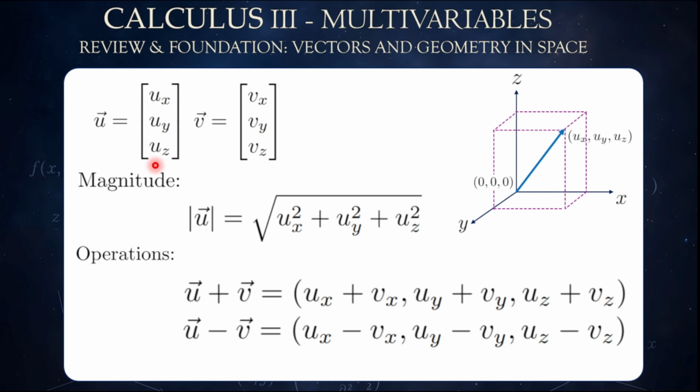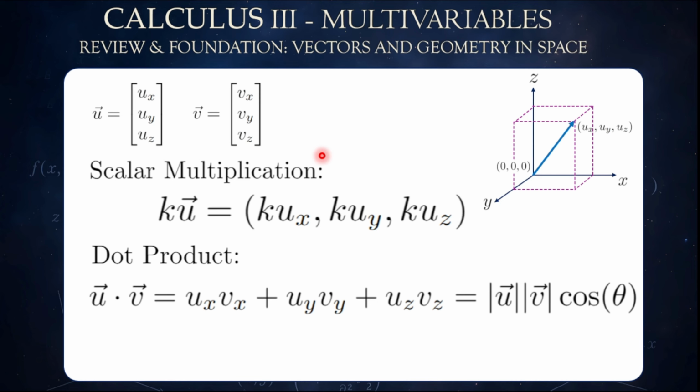Magnitude. Just like in 2D space, the same concept applies here. The magnitude of a vector u is equal to the square root of ux squared plus uy squared plus uz squared. For the operations, it's the same thing. So u plus v gives you another 3D vector, which is equal to ux plus vx, uy plus vy, and uz plus vz. U minus v is equal to ux minus vx, uy minus vy, and uz minus vz.